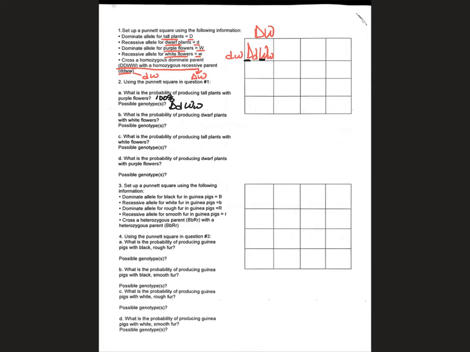What's the probability of producing dwarf plants with white flowers? 0 and 0. There's nothing that could have white. There's no way to get white flowers and dwarf plants with this genotype. What's the probability of producing a tall plant with white flowers? Again, 0. You can't have a tall plant with white flowers with these parents, and that's not applicable. NA. Probability of producing dwarf plants with purple flowers, 0%, NA.